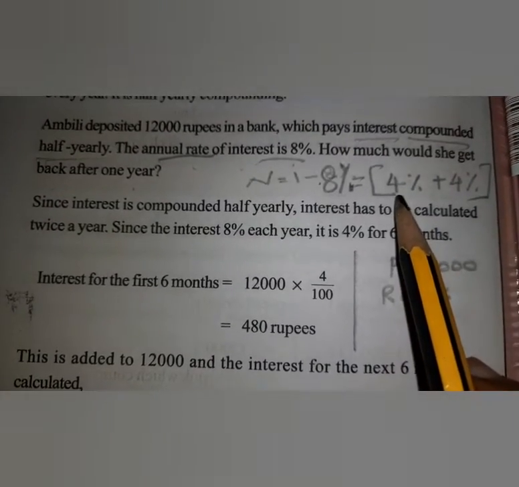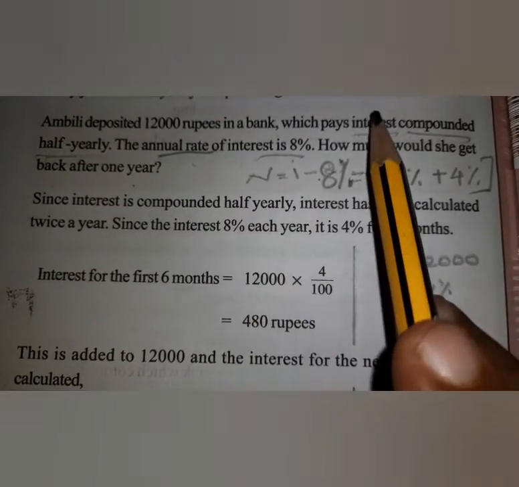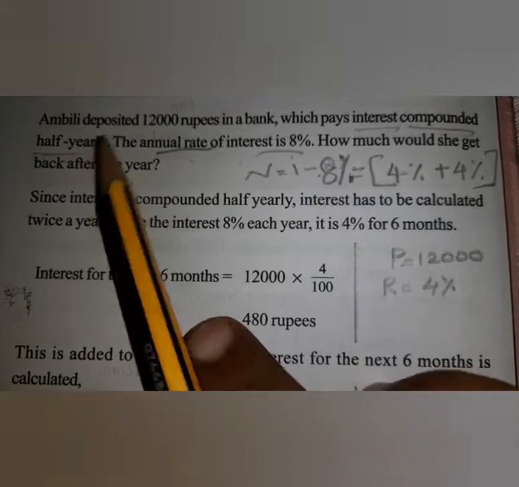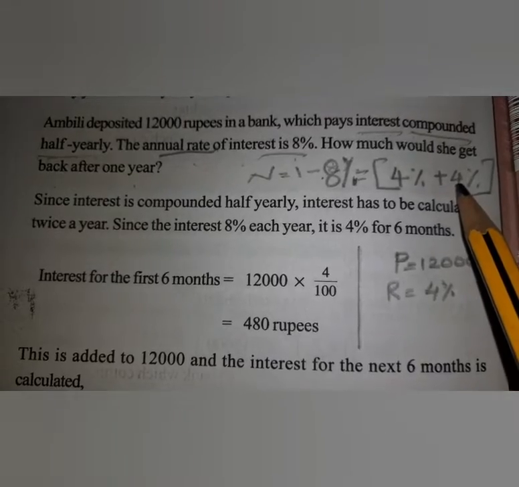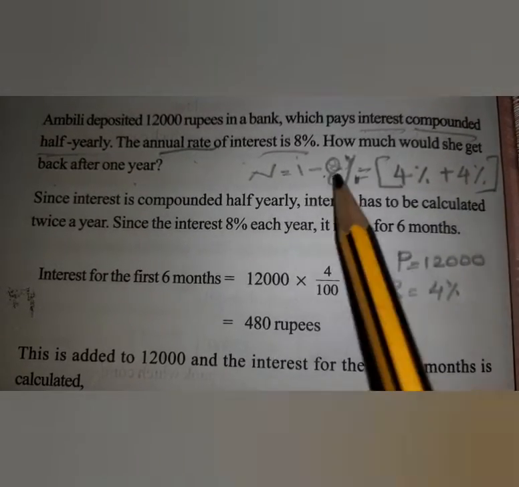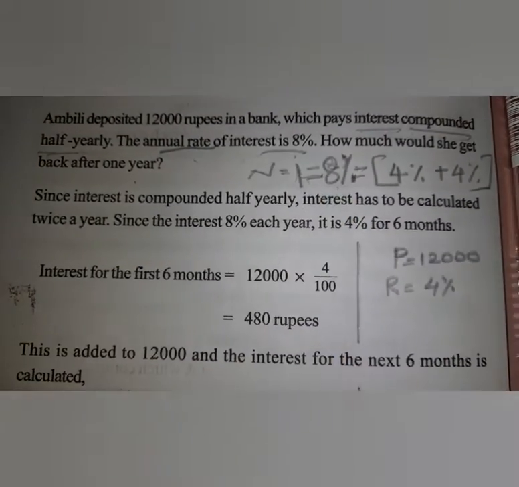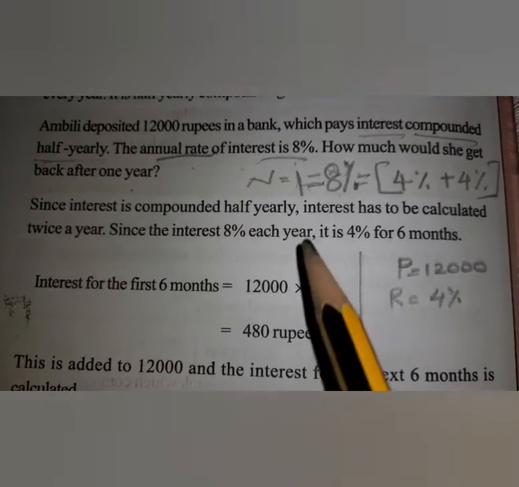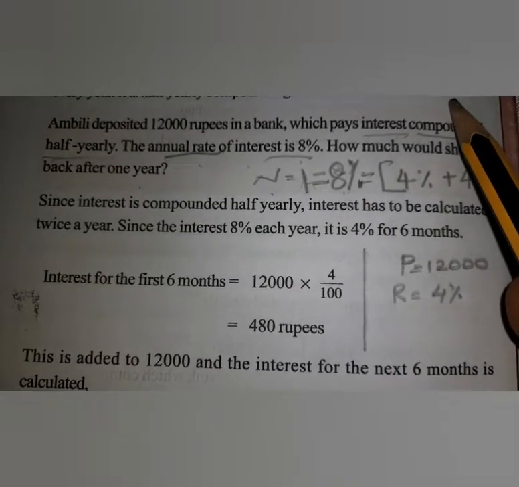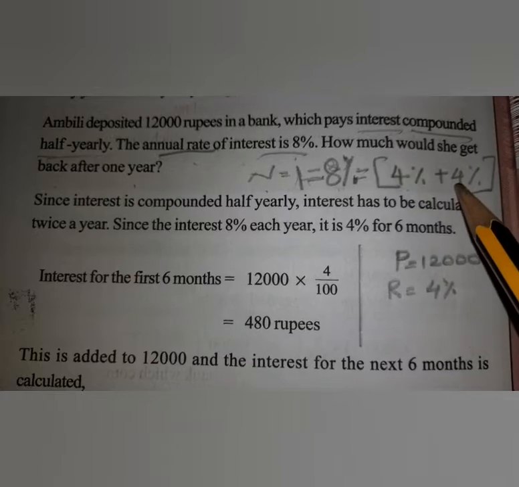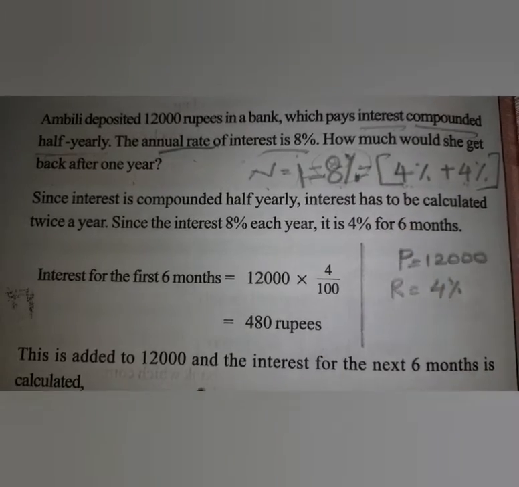The interest is 8% annually, but interest should be getting every 6 months. That means first 6 months you are getting an interest of 4%, next 6 months also you are getting 4%. Together, for 1 year it is 8%. That is the change you have to note. For 1 year, the annual rate of interest is 8%, but the interest is calculated half yearly, so first 6 months 4%, next 6 months 4%. Together it is 8%.